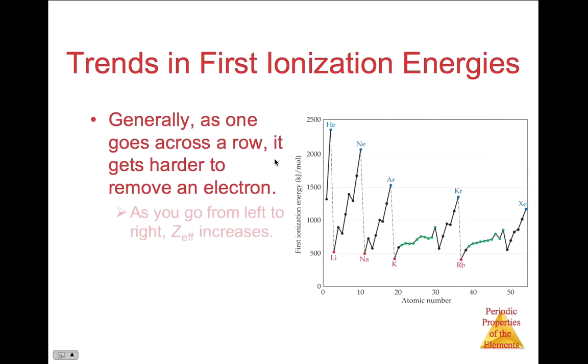Generally, as one goes across the row, it's harder to remove an electron. As you go from left to right, the effective nuclear charge increases. And so it's harder to remove an electron from neon than it is from lithium, because neon has way more protons in its nucleus than lithium does.